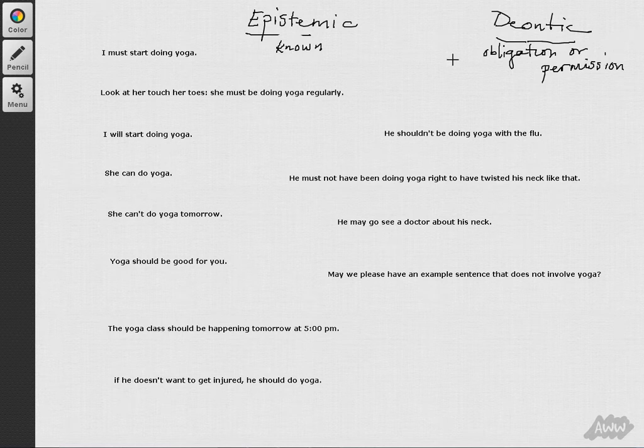So when we have a sentence like this one, I must start doing yoga, right? That one is a little bit difficult to interpret, but I would describe this as a deontic construction because it has to do with an obligation to oneself. Now this is in contrast to the sentence that follows. Look at her touch her toes. She must be doing yoga regularly. Right? This one has to do with epistemic judgments. Right? So given the known facts that she's able to touch her toes, she must be doing yoga regularly.